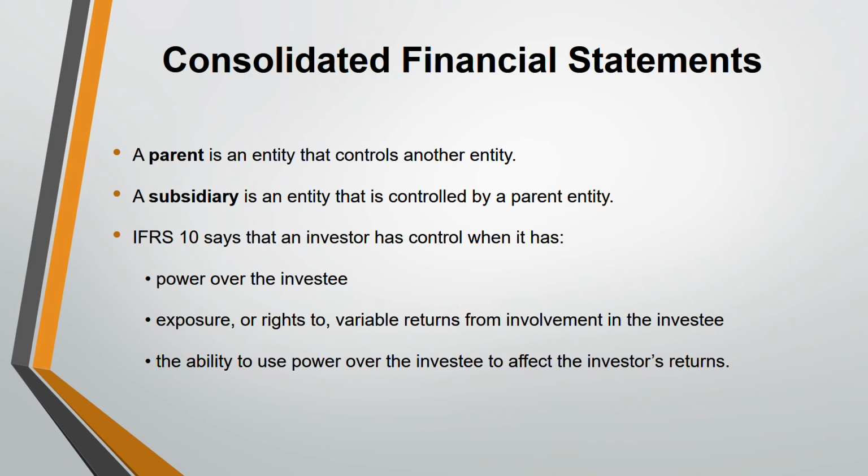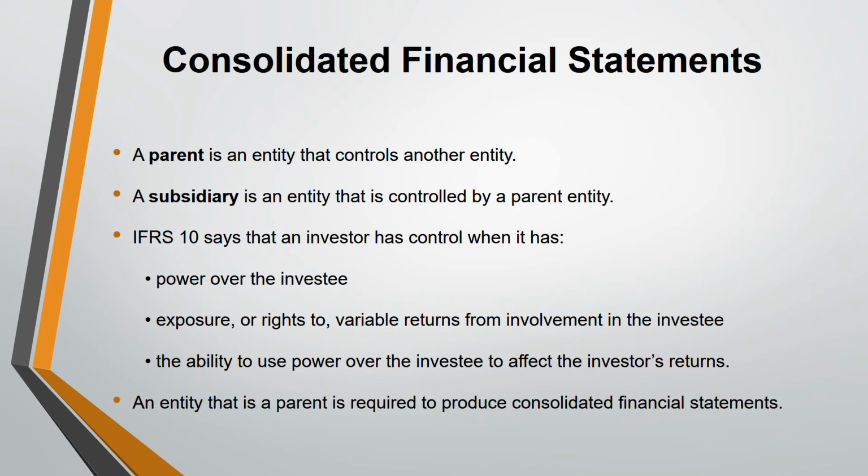These are the three points, and this is a very, very repeated question. I think I've seen this question come five or six times in past papers. I don't remember which years, but you can go back and check your revision kit and past papers. An entity that is a parent is required to produce consolidated financial statements. That's the reason they have to know whether they have control or not, which is dealt with under IFRS 10.